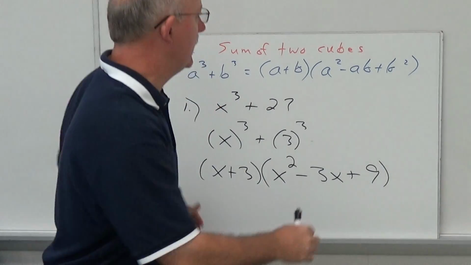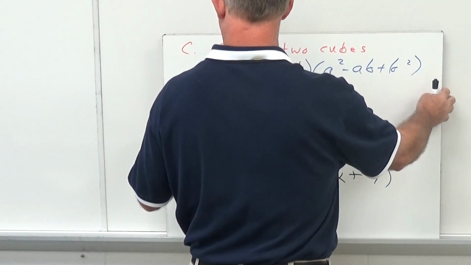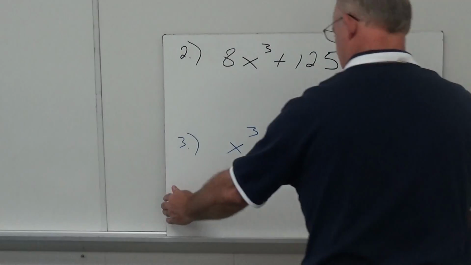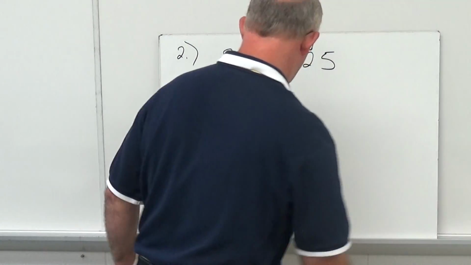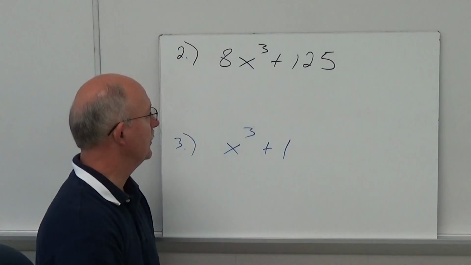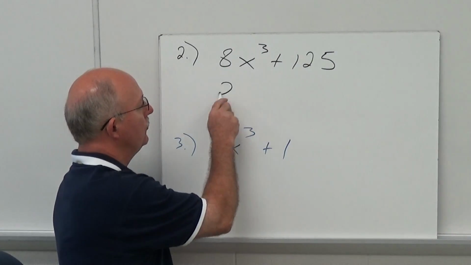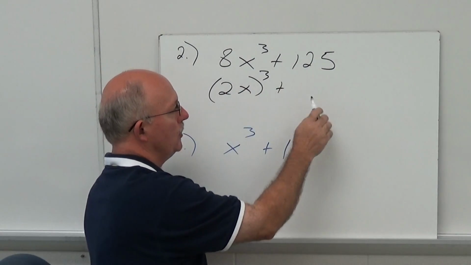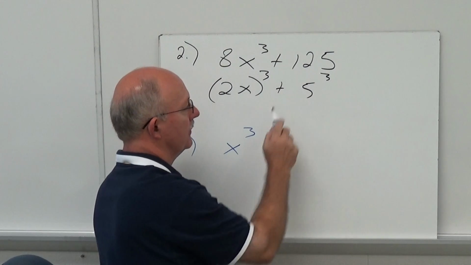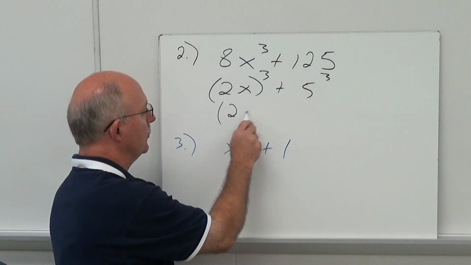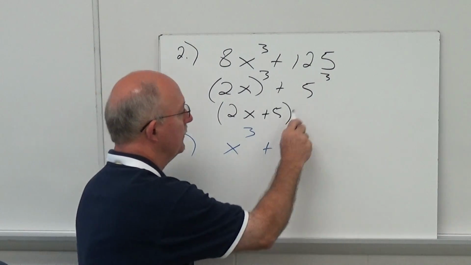So let's try another example. Let's try 8x cubed plus 125. Now let's do our bases. The cube root of 8 is 2, so the first base would be 2x. Now the cube root of 125 is 5. 5 cubed will give us 125. So if we go to factor this now, this will factor as 2x plus 5.